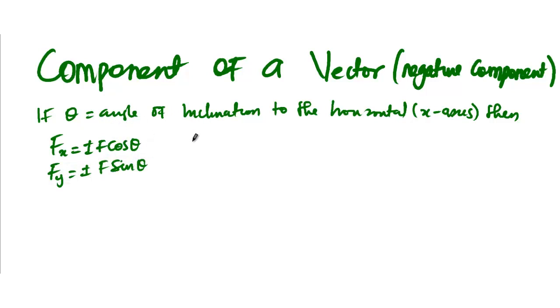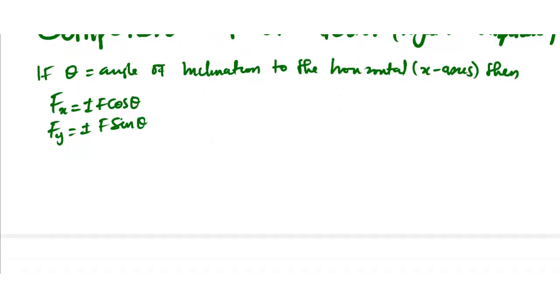If theta is your angle of inclination to the horizontal, make that clear. Because now, what is the significance of this plus or minus? This plus or minus basically tells us the nature of the direction of that particular vector. And this kind of vector you have when you have an inclination like this. So let me quickly draw something like that.